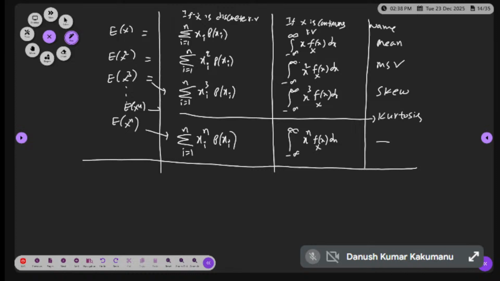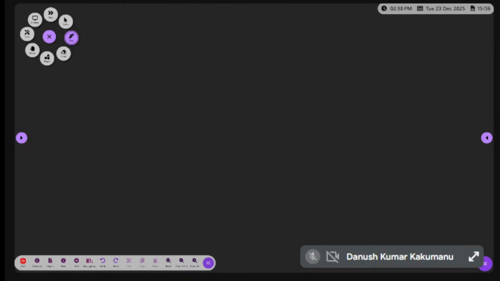Yeah, coming to next. Come on, moment definition. How many types of moments are here? Moment is another word for expectation. What are the types of moments we are having? Expectation, another name is moment.